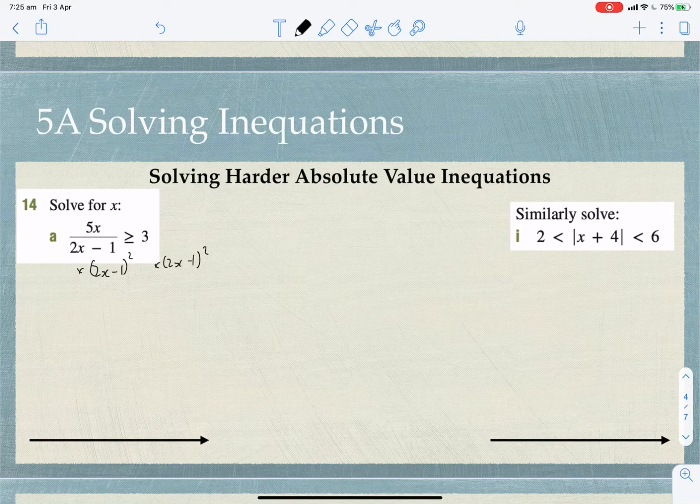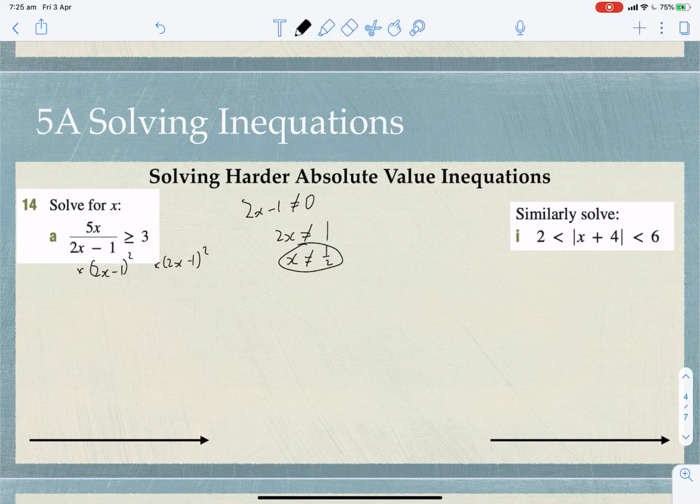Well, before we do that, there is one more thing we need to do, because 2x minus 1 can't be 0. This is serious business, because otherwise it doesn't make sense. So 2x does not equal 1, x does not equal half. So this is important. If you skip this part, you're probably going to lose some marks here. Okay, so let's go back to this.